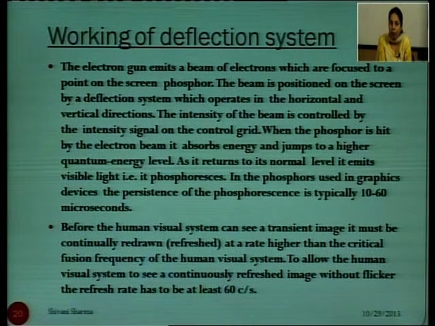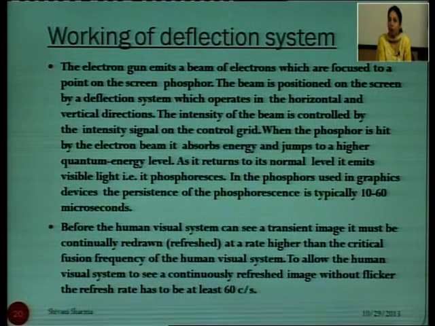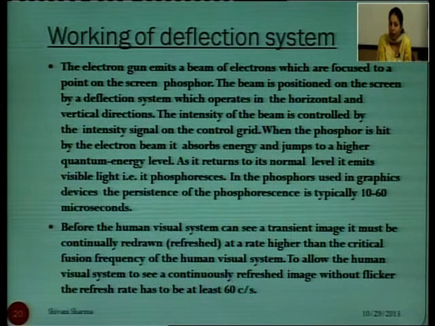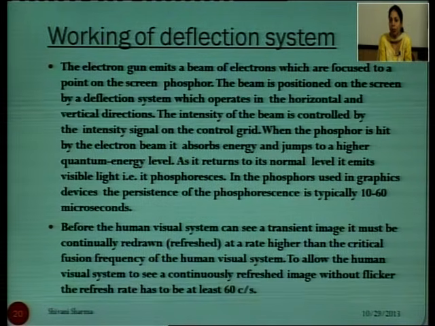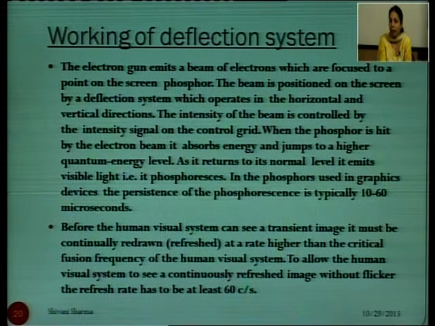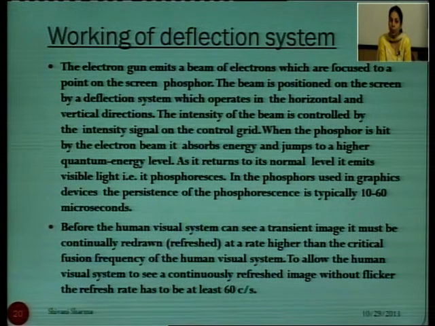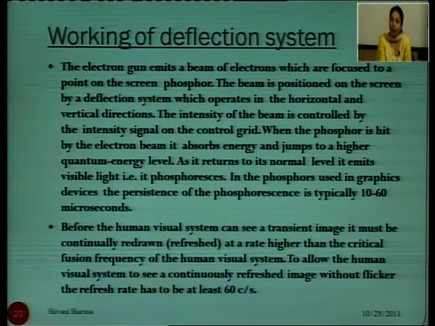The electron gun emits a beam of electrons which are focused to a point on the phosphorus screen, and the beam is positioned on the screen by a deflection system which operates in the horizontal and vertical direction, and the intensity of the electron beam is controlled by the intensity signal on the control grid. When the phosphorus is hit by an electron beam, it absorbs energy and jumps to a higher quantum energy level. As it returns to its normal level, it emits visible light which is called phosphorescence.